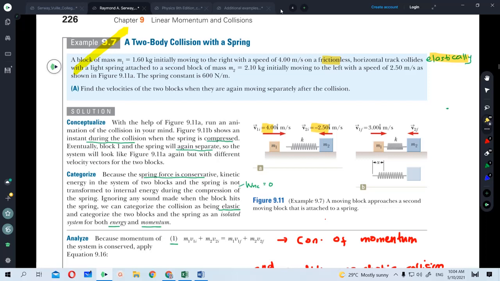Now, provided that the spring constant is 600, and with the same explanation regarding the velocity earlier, you are to find the velocity of both when they are separate after the collision. The keywords are the terms after the collision. So after the collision means that you need to use conservation of momentum, and whatever V final you calculate is considered as V after the collision.